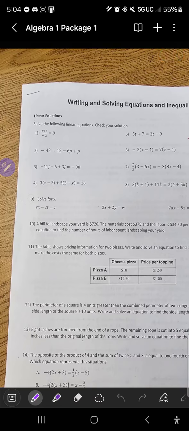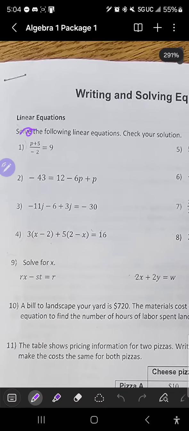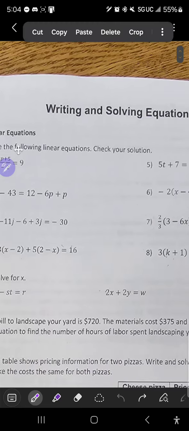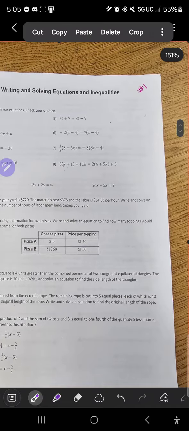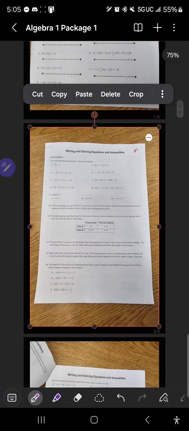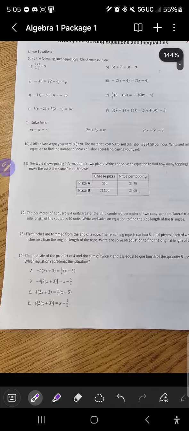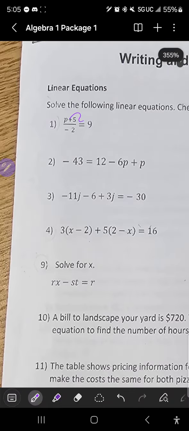As you have learned in your classes, every time you see a question that says solve, you need to basically find the value of the only variable that is in the equation. In here, you can see that our variable is p. So what we need to do is find the value of p.